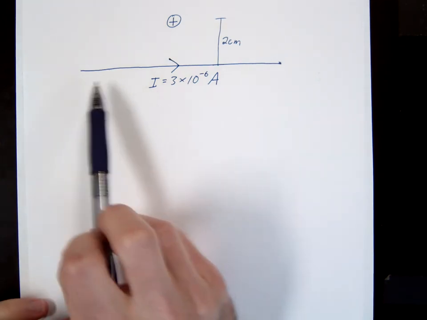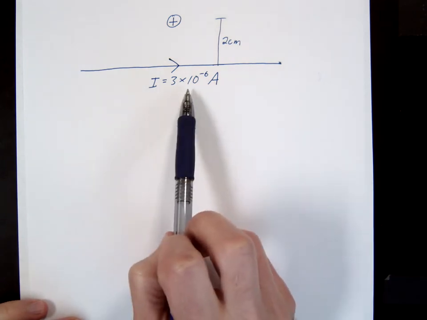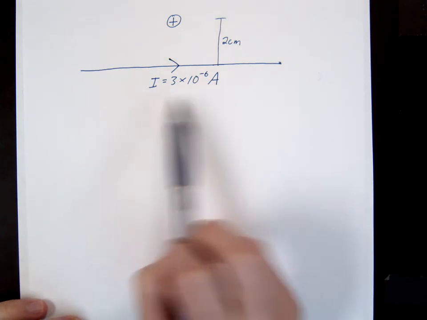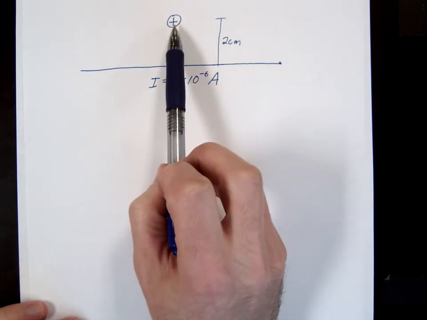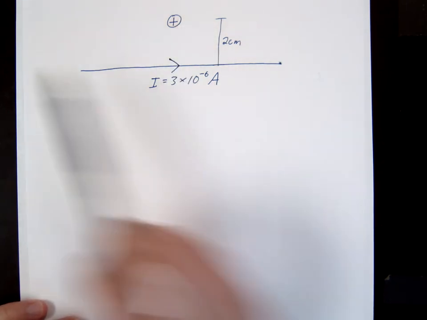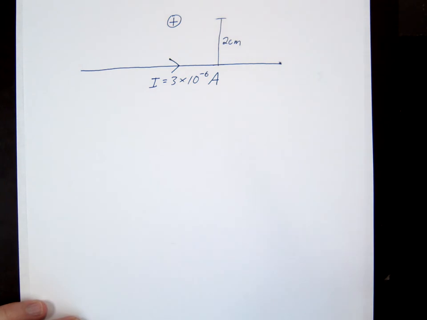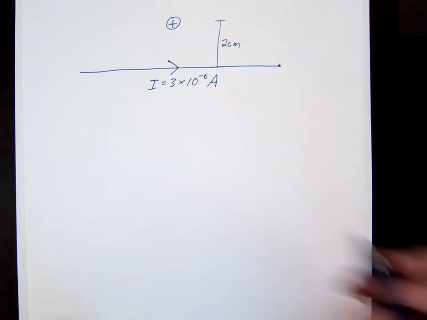So we have our current going this way, okay? 3 microamps, that would be the current that we have moving in this direction. We have our proton here, and we want our proton to move in a straight line, okay? So there's going to be some kind of equilibrium, some kind of balance in the problem. So the first question says, find the magnitude and direction of the B field 2 centimeters above.